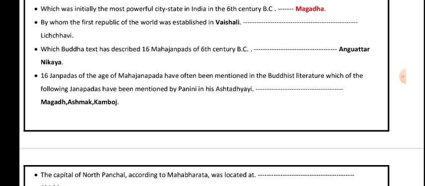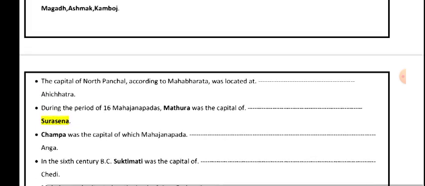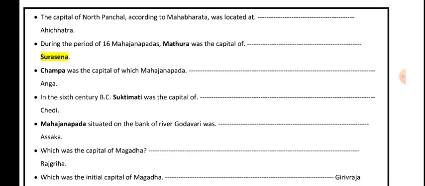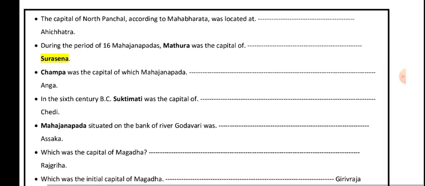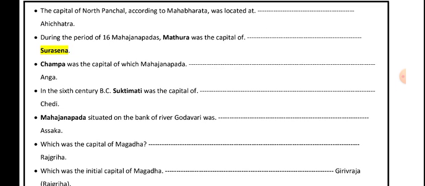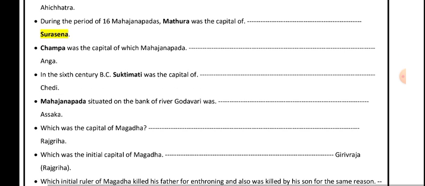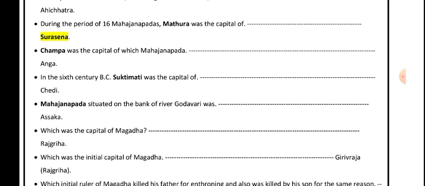Which of the following Janapadas have been mentioned by Panini in his Ashtadhyayi? Magadha, Ashmaka, and Kamboja. The capital of North Panchala, according to the Mahabharata, was located at Ahichchhatra.